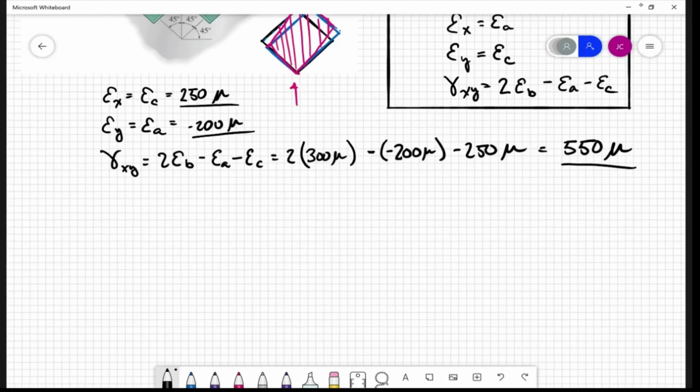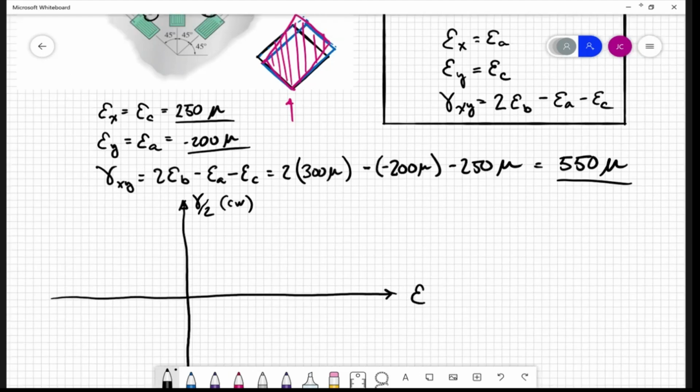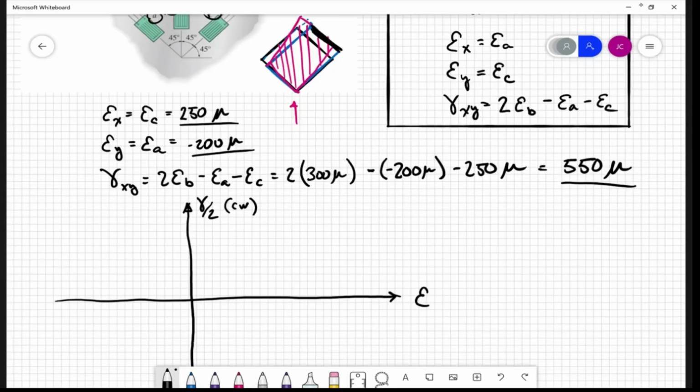So again, here the y-axis is the shear strain, but remember we always divide the engineering shear strain by 2, and it's positive if it's shearing in the clockwise manner. On the x-axis, we are going to plot the normal strains, okay? And there we go. So let's first start on this face, if you will, okay? And on that face, we have the normal strain in the x direction. So that's the 250 here.